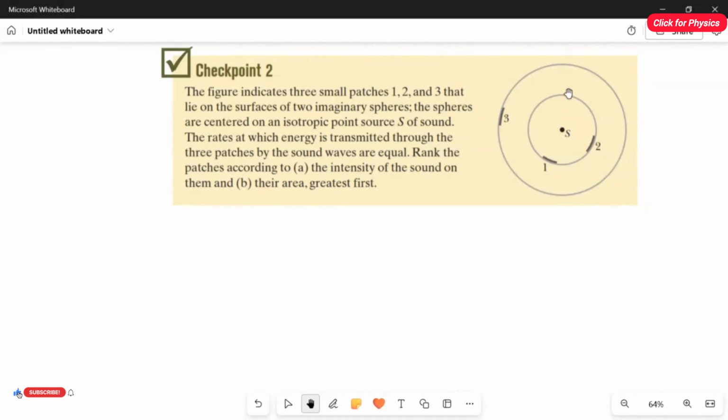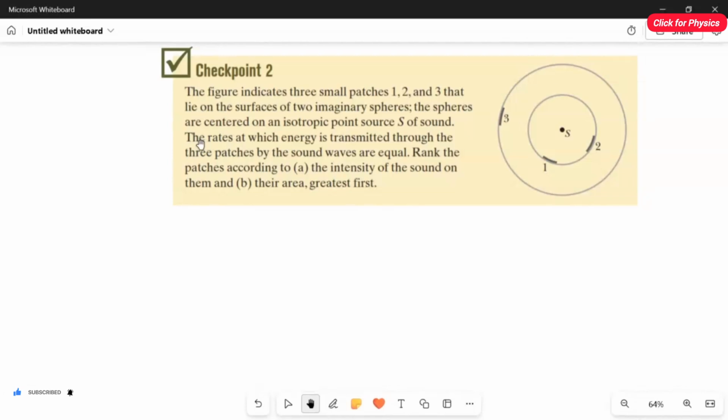So let's see the given figure. In this figure, we have the isotropic point source of sound S, which is exactly centered for these two imaginary spheres. The first imaginary sphere has two patches, 1 and 2, and the second imaginary sphere has only one patch, which is 3.